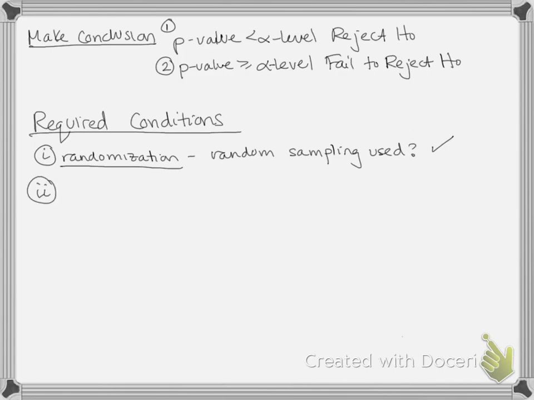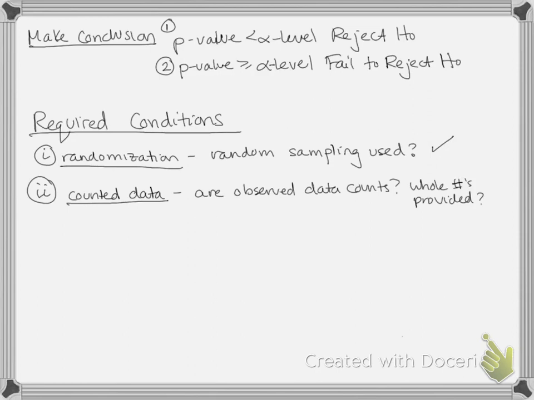Okay, second condition we check. Counted data. This is kind of a silly one, but we have to check it, okay? Literally, are the observed data counts? What I mean by that, are they whole numbers? Whole numbers provided? If that's the case, then this condition has been met. They are actually whole number counts. So they can't be decimals or fractions or negative or whatever.